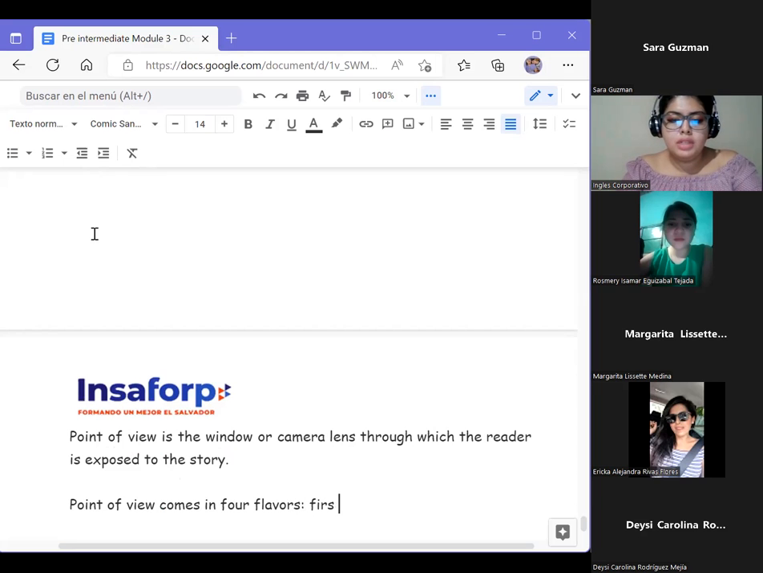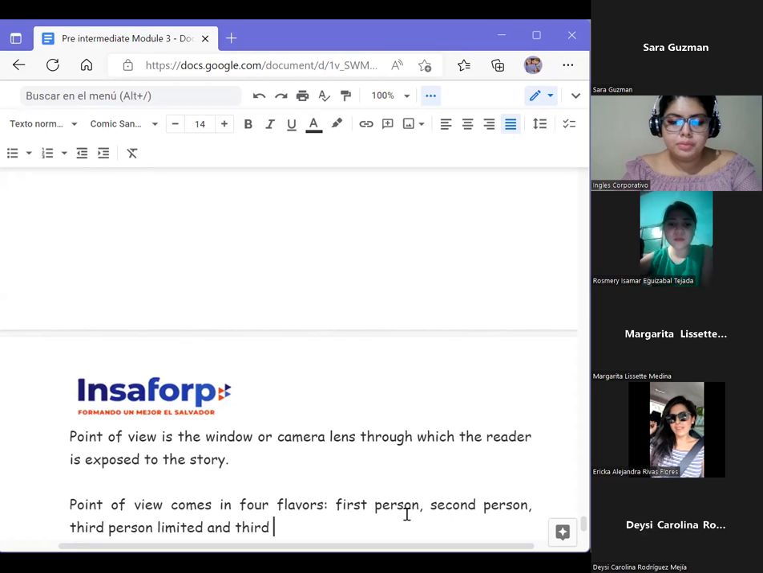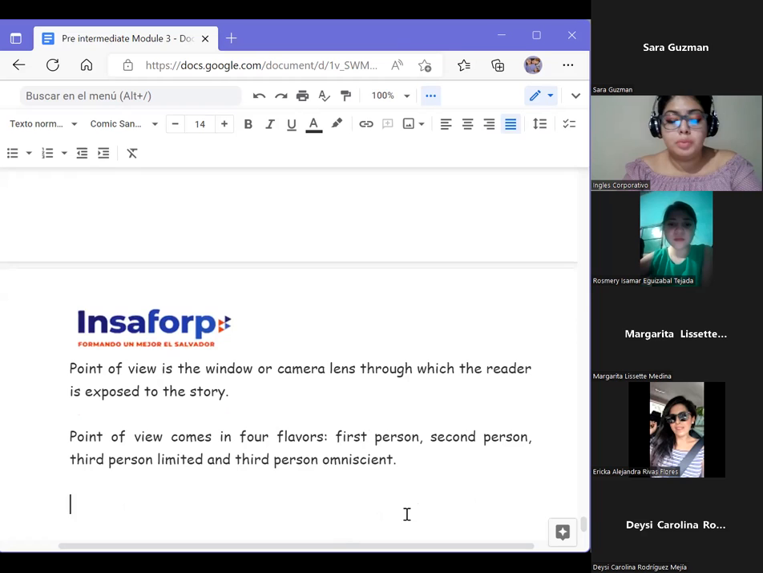We have first person, in which we are like the protagonist of the story, because we are talking about our own experience. Second person, we are talking about someone else. Third person limited. And third person omniscient. So we are going to see what these are, or what the specifications for these are.